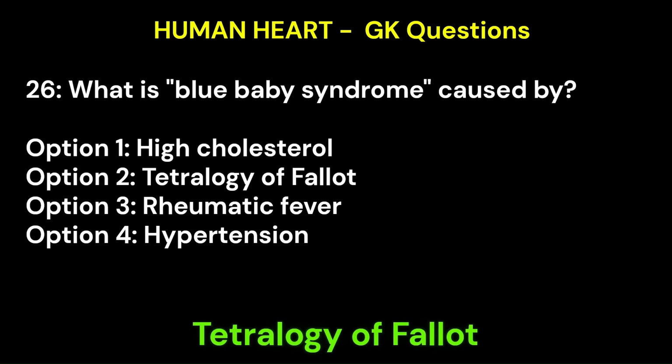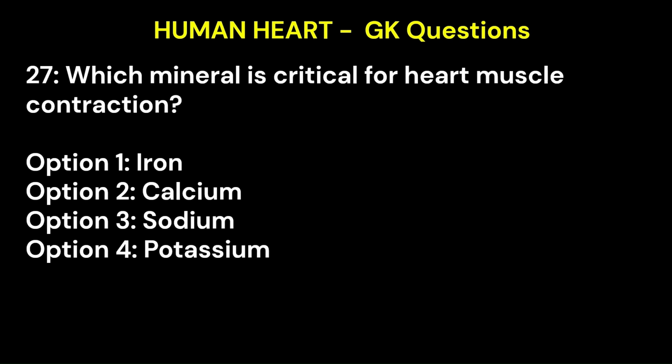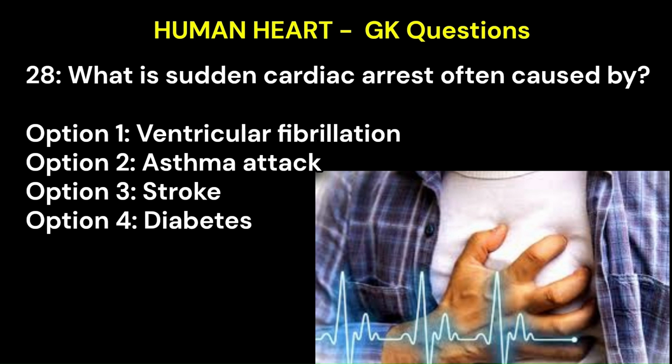Surgical correction is essential. Question number 27. Which mineral is critical for heart muscle contraction? The options are: Option 1, iron. Option 2, calcium. Option 3, sodium. Option 4, potassium. The correct answer is calcium. Calcium ions enable the sliding filament mechanism in muscle cells. Imbalances, hypercalcemia, disrupt heart rhythm.